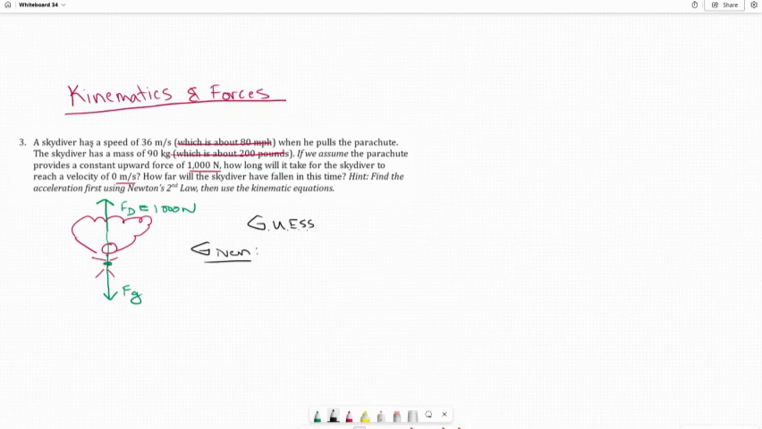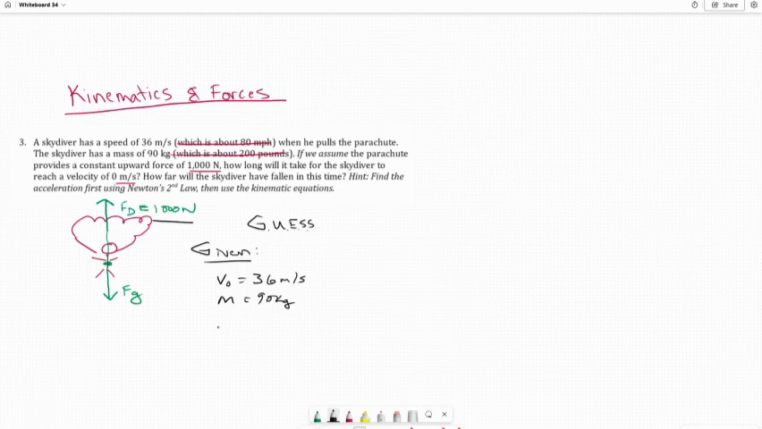So initially, the skydiver has a speed of 36 meters per second. Got it. So that would be like a velocity. 36 meters per second. Of course, it just says a magnitude for speed, so we don't really care about positive and negative in this case just yet. We also know the skydiver has a mass of 90 kilograms, which may not be totally obvious as to what we're supposed to do with that just yet. So in the parachute, we've got our force drag. I labeled that on my diagram right here.